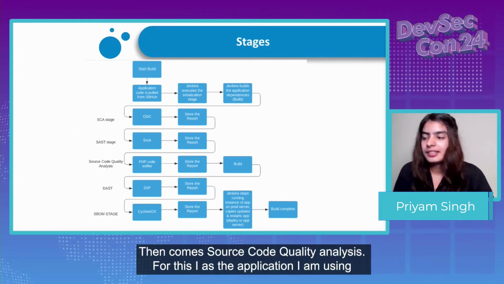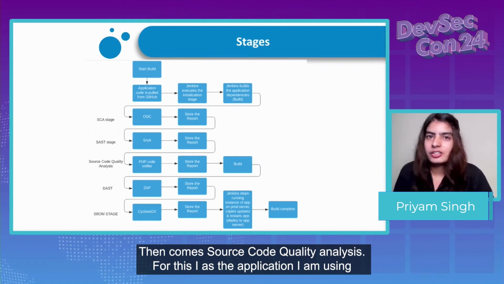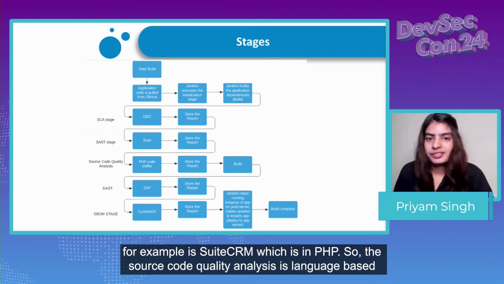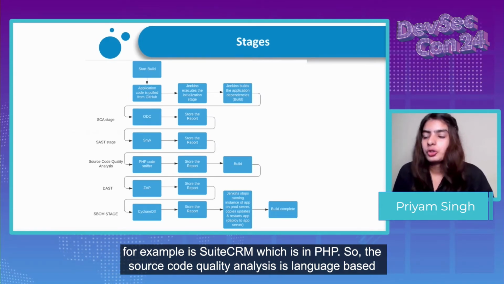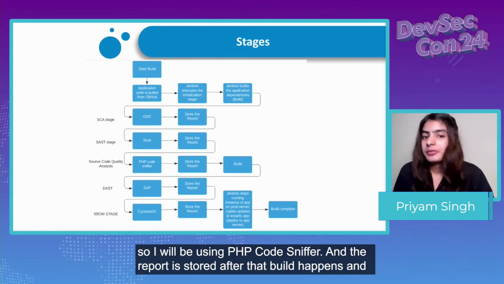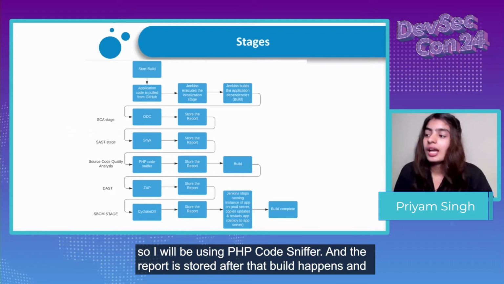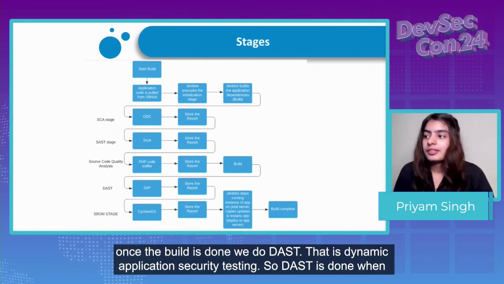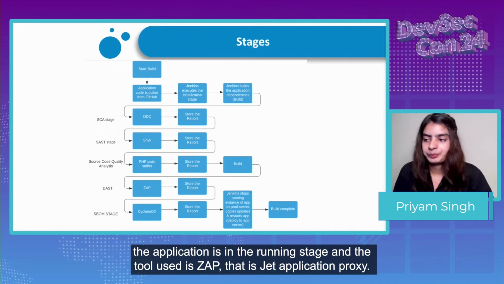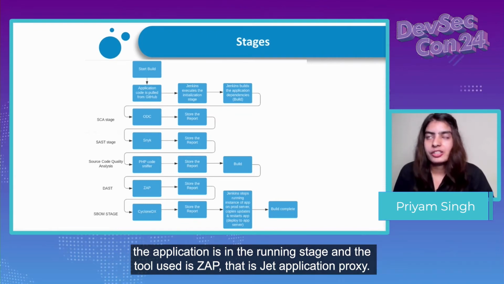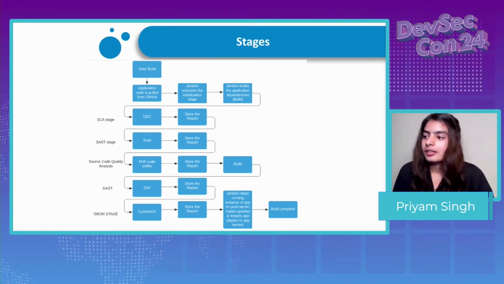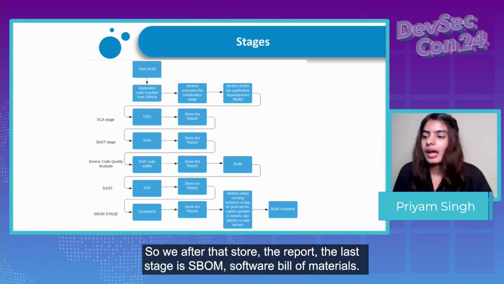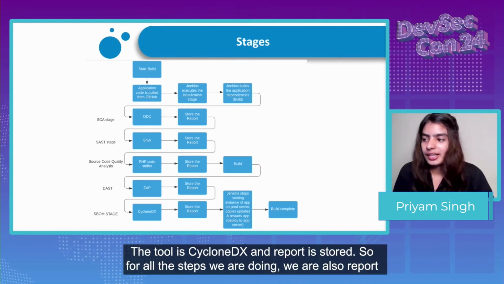Then comes source code quality analysis. For this, the application I am using, for example, is SuiteCRM, which is in PHP. So source code quality analysis is language based, and I will be using PHP CodeSniffer, and the report is stored. After that, build happens, and once the build is done, we do DAST, that is dynamic application security testing. DAST is done when the application is in the running stage, and the tool used is ZAP, that is Zed Attack Proxy. We then store the report, and the last stage is SBOM, software bill of materials. The tool is CycloneDX, and the report is stored.